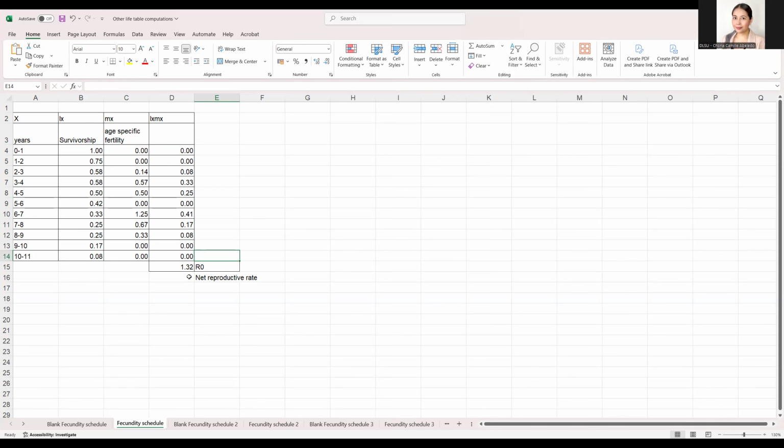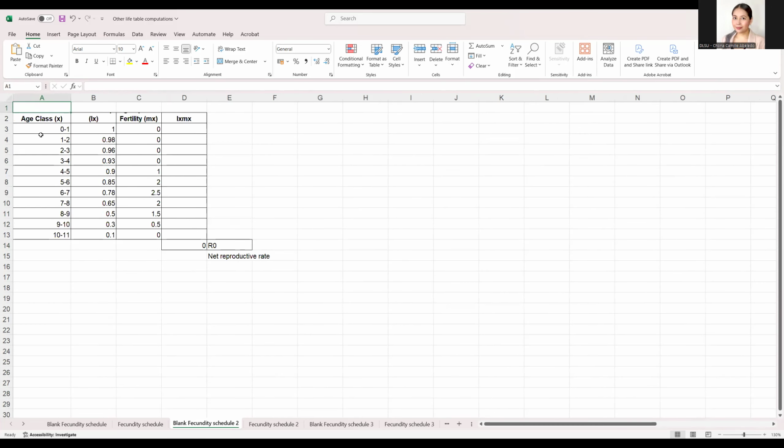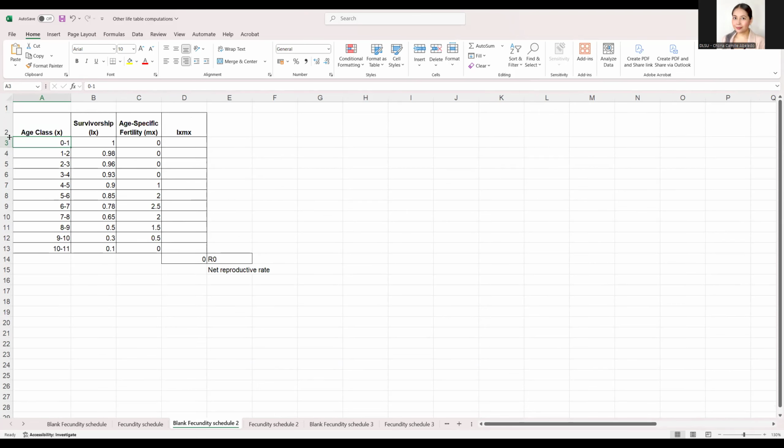Let's see if more of your classmates were able to get how this computation is done. Let's look at another population. For this population, we still have age class 0 to 1. Their L sub x is 1, and their fecundity is 0. For age class 1 to 2, their survivorship is 0.98. Their age-specific fertility is 0. For 2 to 3 years old, survivorship is 0.96. Age-specific fertility is 0. For age class 3 to 4, survivorship is 0.93 and fertility is 0. For age 4 to 5, survivorship is 0.9, but age-specific fertility is 1.